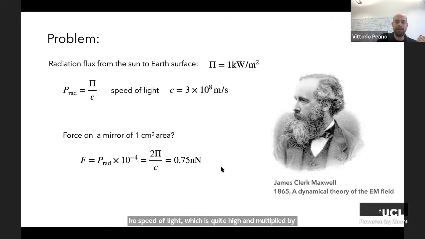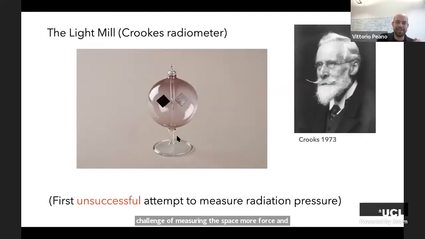And so the scientists at the time had the challenge of measuring this very small force. The first attempt made its way into popular science until now as a very popular toy, which is known as the light mill, but at the time was known as the Crookes radiometer.